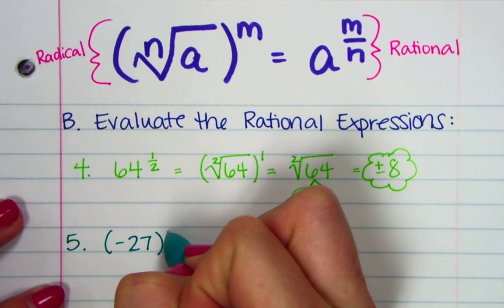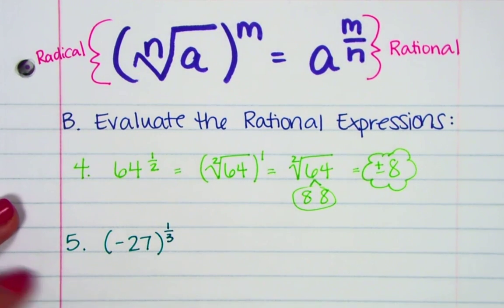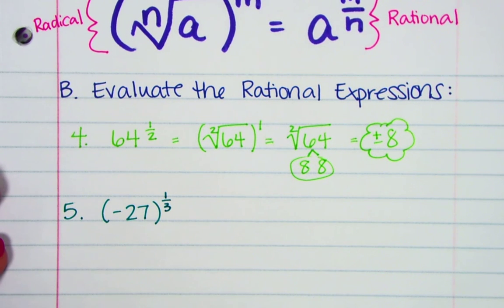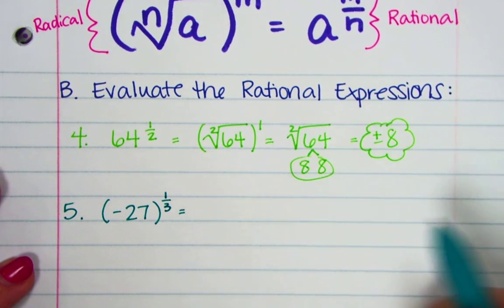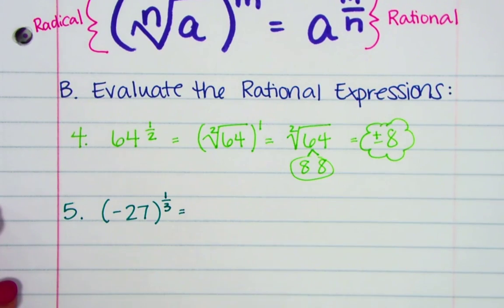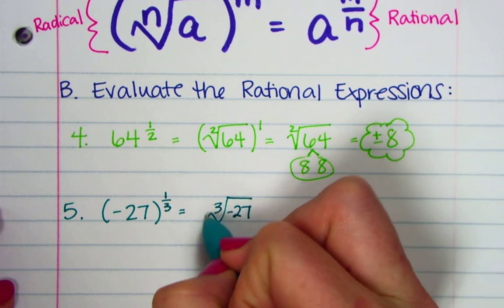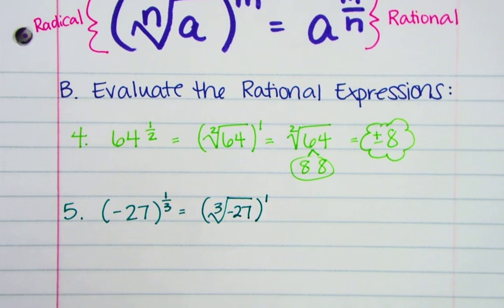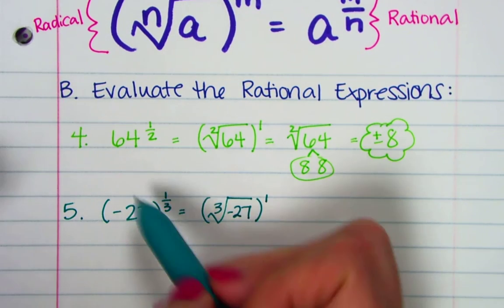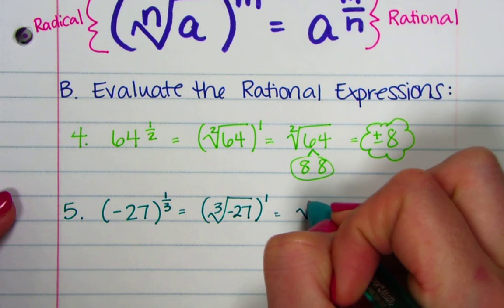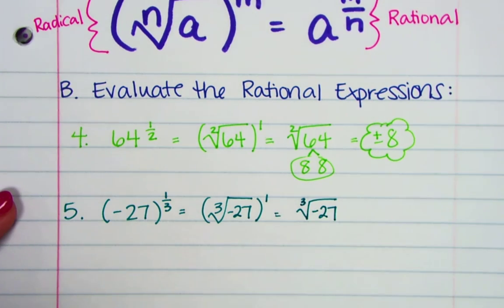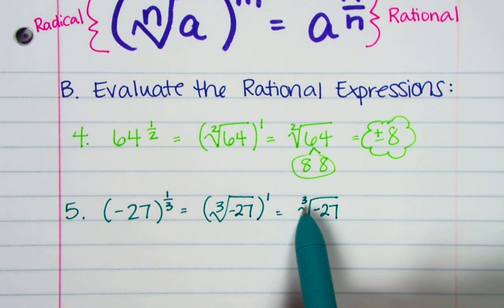Negative 27 to the 1/3. I'm going to rewrite it in radical form. What's my n? 3. 3, right? And negative 27 goes here. And then there's a 1 outside. So again, if it's to the first power, if the number on top of the fraction is just 1, then you can just do it like this. You can pretty much ignore it. Now, if it's 3, how many solutions am I going to have? 1, right? If it's odd, 1.